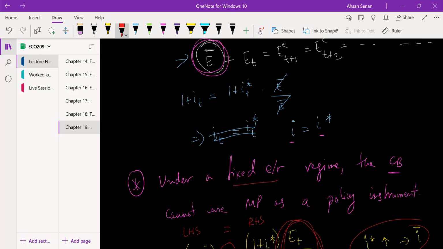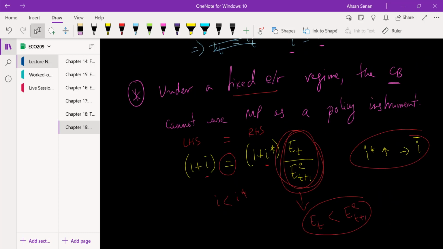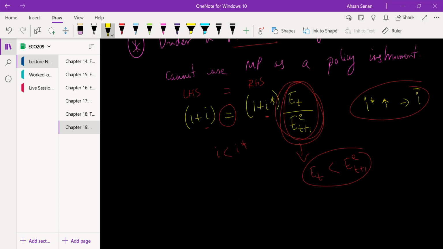Bangladesh will never say that, all right, we're going to peg Taka to rupee, and as a result, our interest rate will do whatever the Indian interest rate is doing. If their interest rate goes up, we will increase ours as well. That's very unlikely to happen. So another thing we may discuss, of course, the first finding is that monetary policy cannot be used under a fixed exchange rate regime.